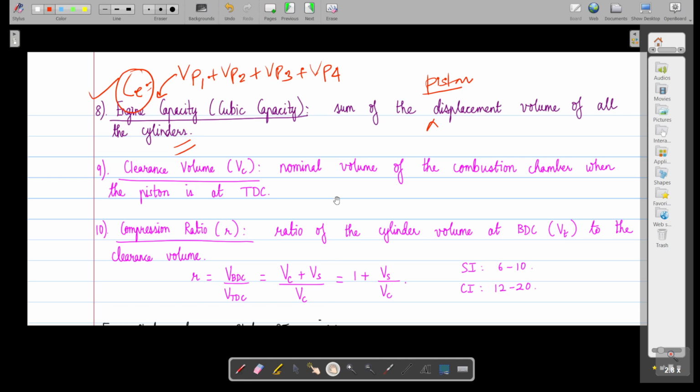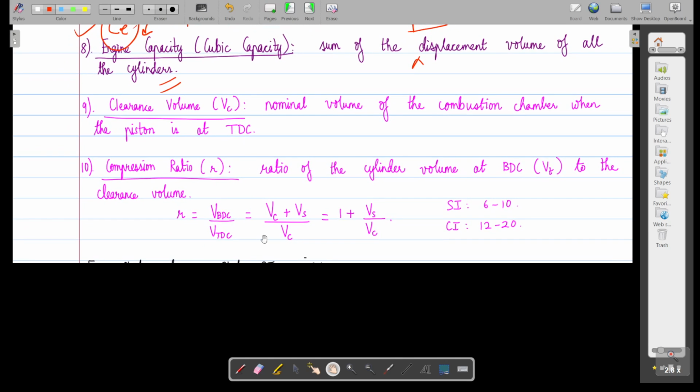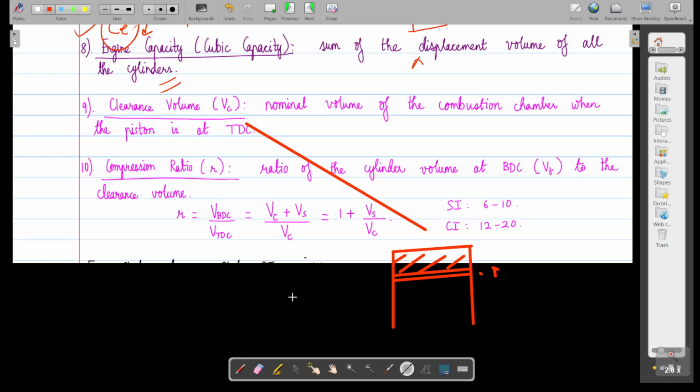Then the clearance volume. It is the nominal volume of the combustion chamber when the piston is at the top dead center. If I have this as the cylinder and this as the piston, and the piston is at the top dead center, then this volume is called VC. And the VP, you know, I have mentioned here.